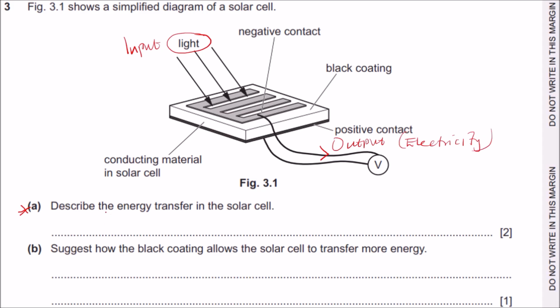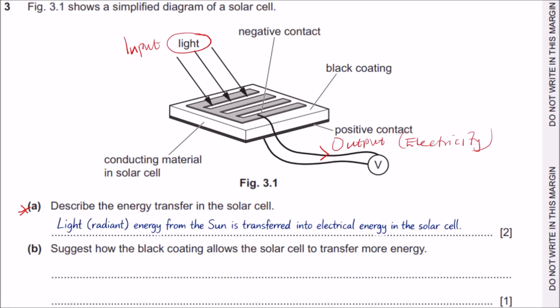Therefore, if we are to describe the energy transfer in the solar cell, we need to talk about the energy conversions in a description format, not stating. So we are going to have an ideal answer which says light energy from the sun is transferred into electrical energy in the solar cell.